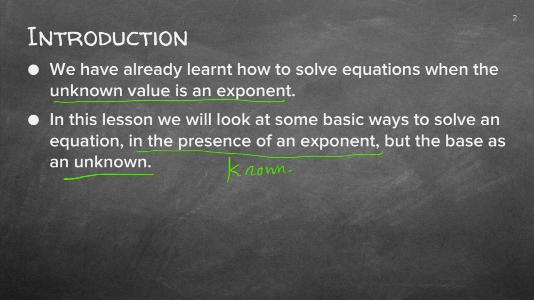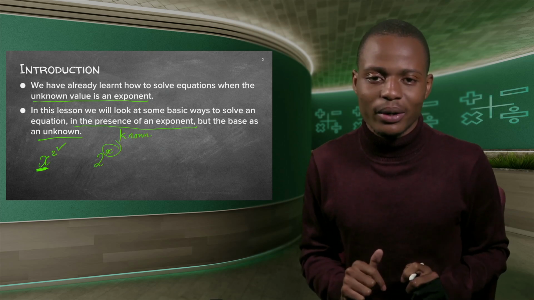This means you will have problems in this form where you have x to the power of 2. Now the base is unknown, the exponent is known. While in the previous lessons, you had values like 2 to the power of x, where the exponent was the unknown value. So we will be doing things a bit differently this time, okay?